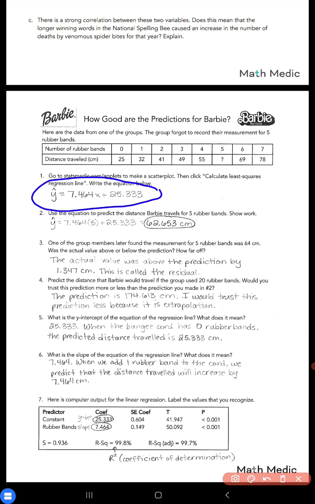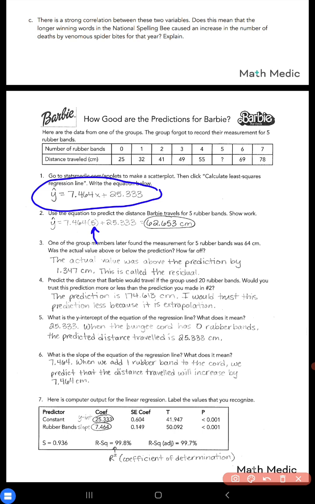So number 2 asked me to predict the distance that Barbie would travel if 5 rubber bands were used. So what I did is I just replaced the letter X with 5. I typed it straight into my calculator, and that gives me a prediction of 62.653 centimeters traveled for 5 rubber bands. Okay?